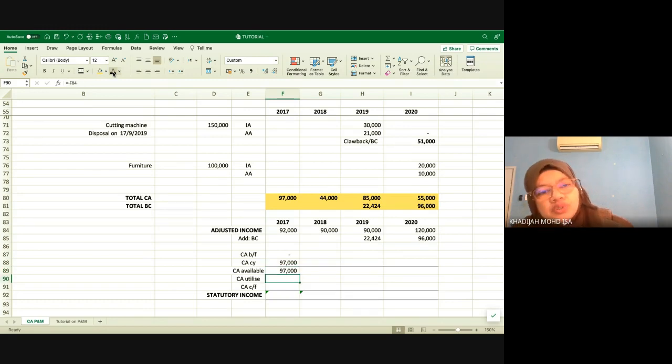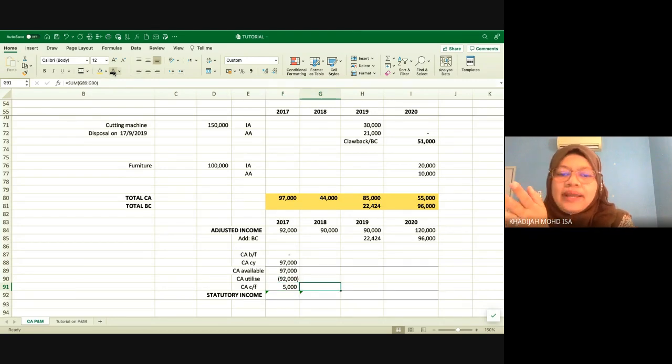How much are you going to utilize? It depends. You look at your adjusted income and balancing charge here. So you decide, okay, I have 97,000 CA, but my total income here is only 92,000. So I'm going to utilize 92,000 only. Utilizing 92,000 only means that I have a balance of 5,000, and this 5,000 CA I can carry forward to next year. So next year I will have a brought forward amount of 5,000.